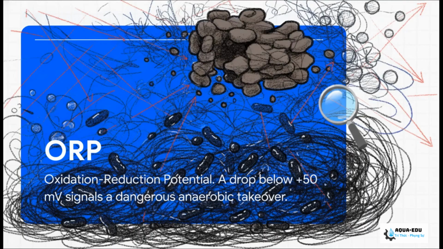Now, the unseen chemistry driving those physical symptoms is wild. When your ORP, your oxidation reduction potential, crashes below positive 50 millivolts or even dips into negative numbers, it means your tank has totally lost its oxidizing power. Anaerobic and facultative bacteria just completely take over. They turn the sludge black and absolutely destroy our aerobic floc structure.